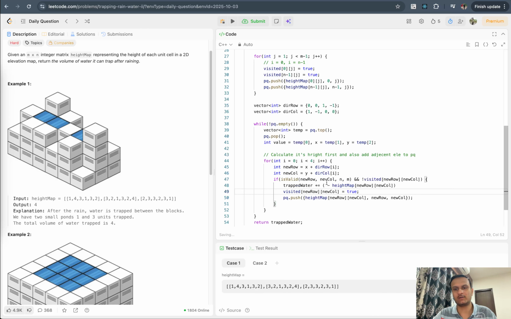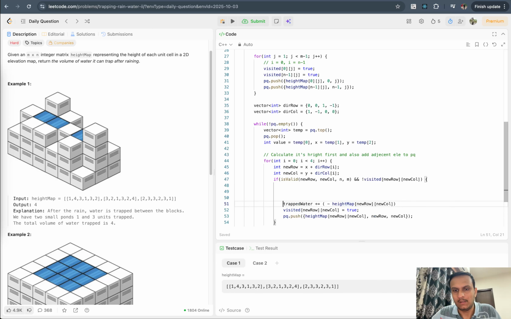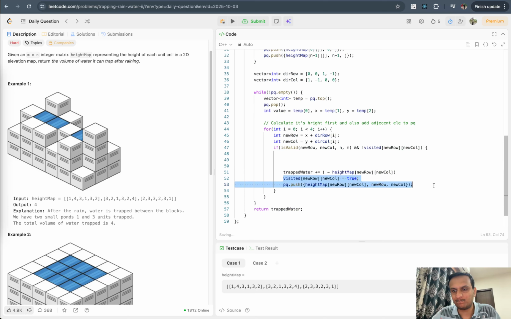Okay, I got it, I think. Whenever we are pushing this new cell, we will trap the water. If the height of the current one, this is the height, is less than the boundary... whenever I have visited the boundary, I am going inside.